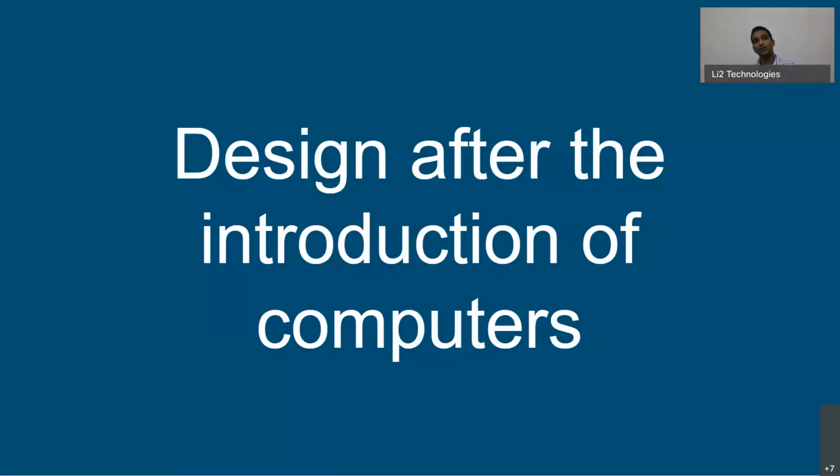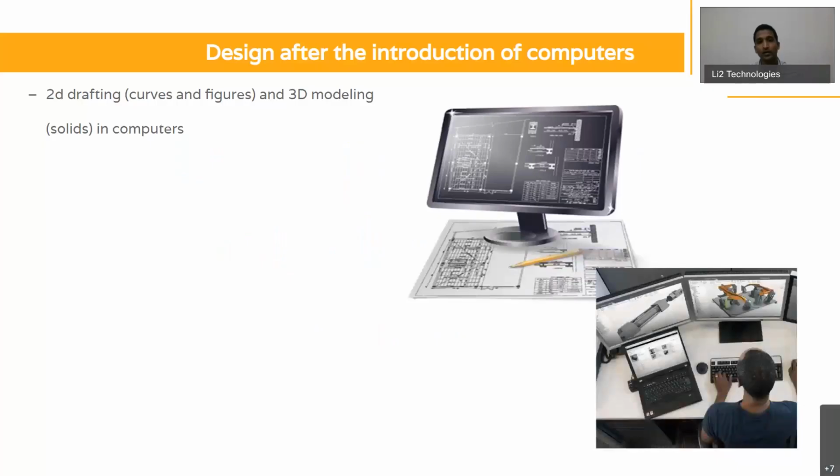So now that we understand how design was before the introduction of computers, let's just compare that to how design has been since the advent of computers. As you can see, some of the pictures over here, you have 2D drawings and you have 3D models. That's what computers have brought. And then, yes, you can also do drawings on the computer with templates, with all the information necessary. So 2D drafting and 3D modeling, 3D modeling, of course, is solids, and 2D drafting is done by curves and figures.